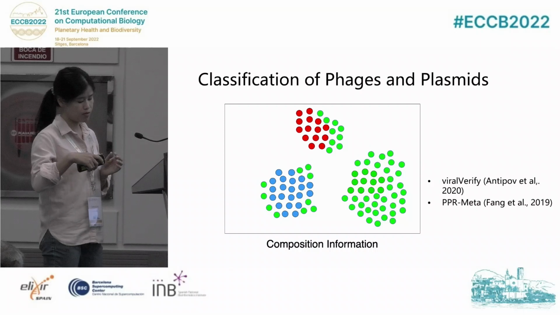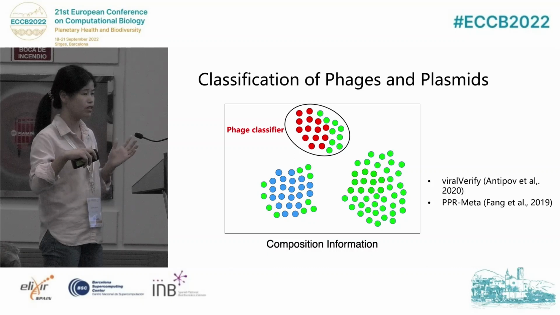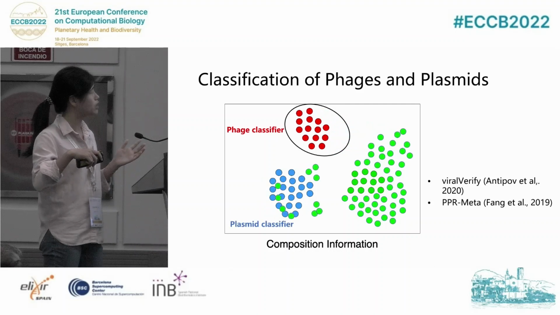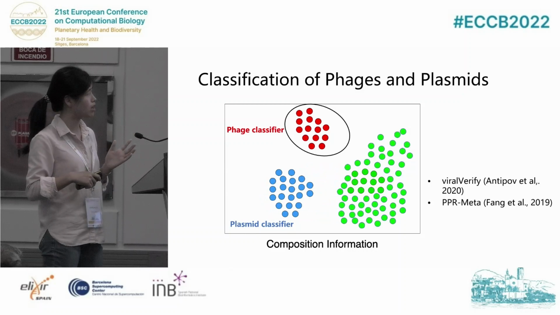To solve this problem, we came up with an idea: you see, for the phage classification, most of the contamination is from chromosome. So we can use the binary classifier again to filter the chromosome in phage classification. Similarly, we use a plasmid classifier to filter the chromosome contamination in plasmid classification. And now the classification looks much cleaner.